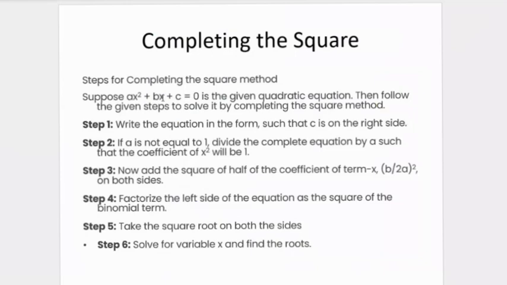Then step 4 is to factorize the left-hand side of the equation as a square of the binomial term, take the square root of both sides and solve for x, find the root. A lot of this is not going to make sense until we do an example. So let's just get right into it. As I do the examples, we'll come back to the steps and you will understand what they mean and how they actually apply in the context of solving these equations.